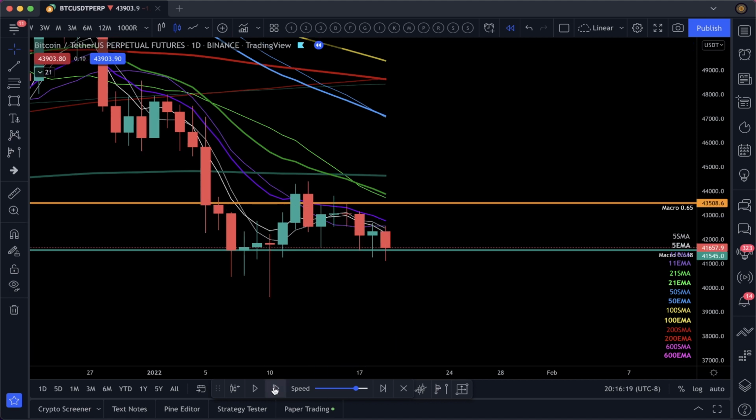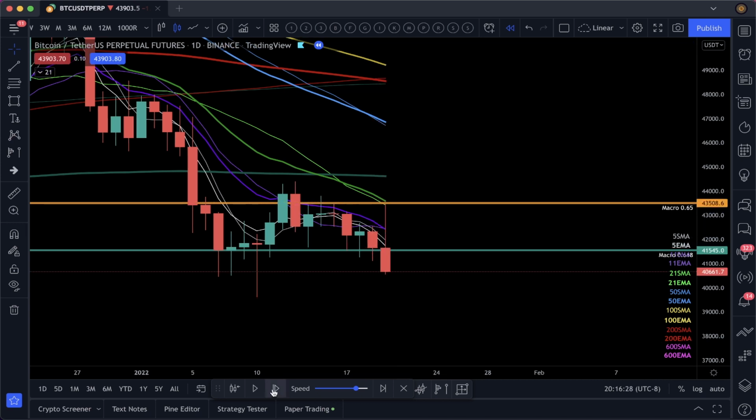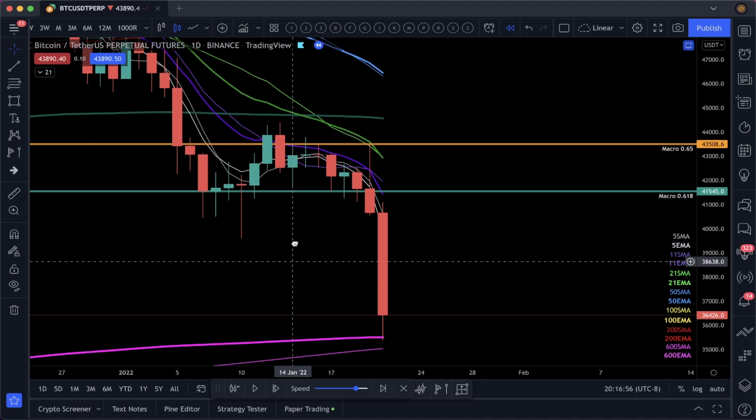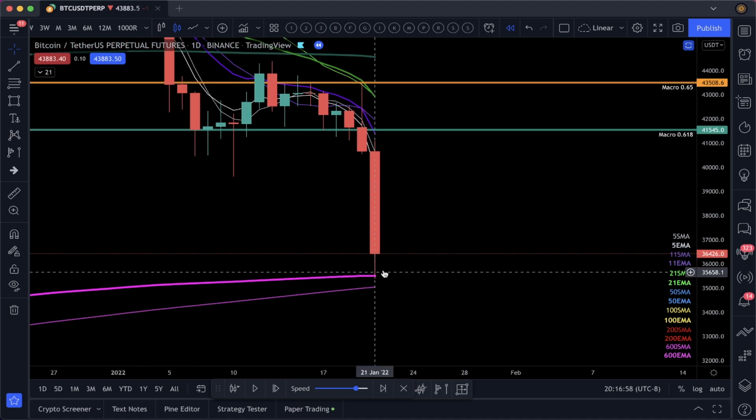The next candle goes here, got the last pump, and then crashed, right? Got this pump, tested the 21, couldn't break the macro 0.65, right off of it, closed the daily below the 618. On a shorter time frame, I hit the retest, the drop, hit the 618 again, shorted from the 618, and caught that nice short there, right? All the way down to the 600, where I took profit.